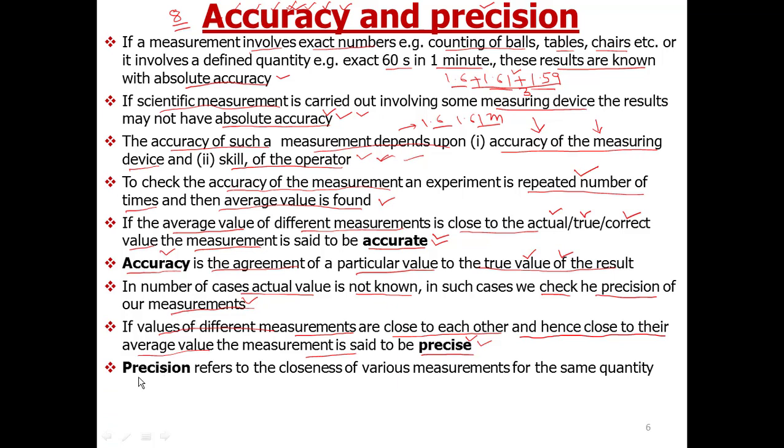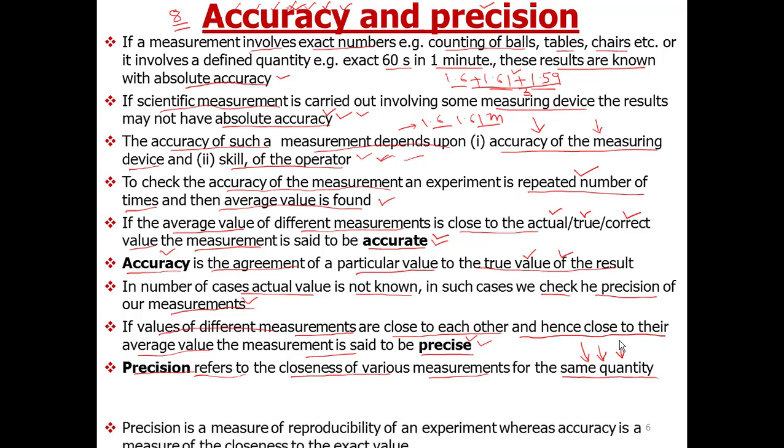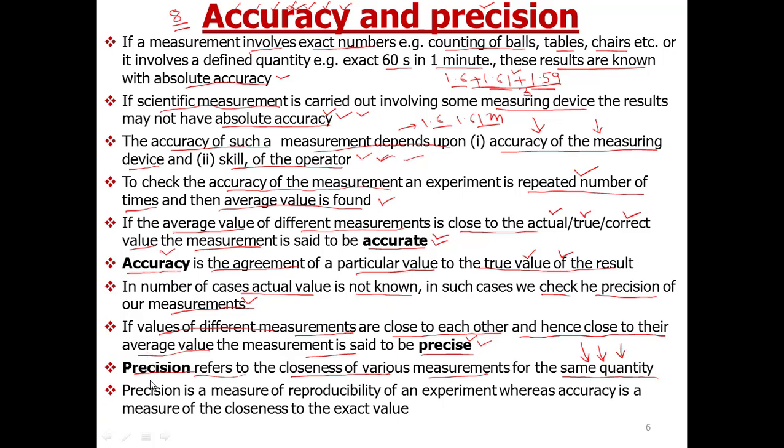So what does precision mean? Precision refers to the closeness of various measurements for the same quantity. That means how close the different measurements are to one another and to the average value. So we can say precision is a measure of reproducibility of an experiment, whereas accuracy is a measure of closeness to the exact value.